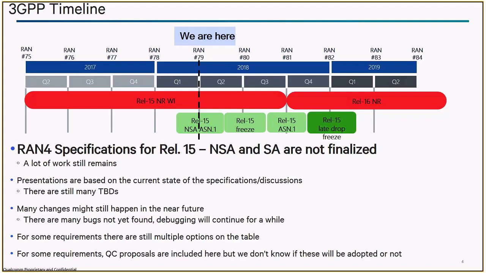RAN 3 mainly works on the network, like the base station. There are some base station specific requirements, how to communicate with the base station, and on the other side, how to communicate with the core network. So that is their scope.